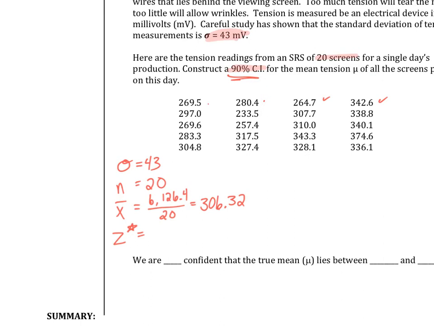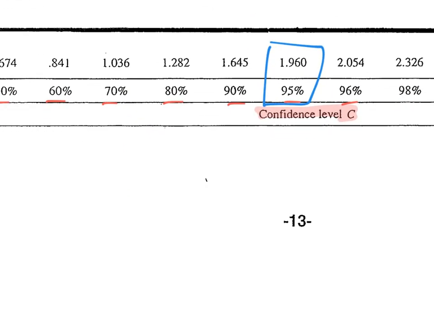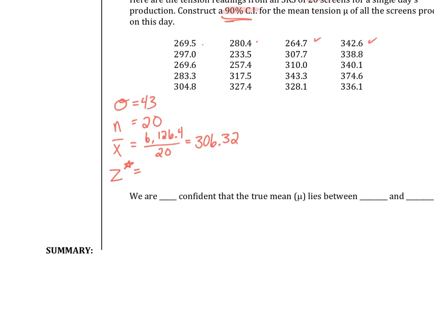And then Z star is what we get when we have a 90% confidence interval. So we have to go to our chart, 90% confidence interval. So go way down here. 90% is right here. So the Z star for a 90% confidence interval is 1.645.